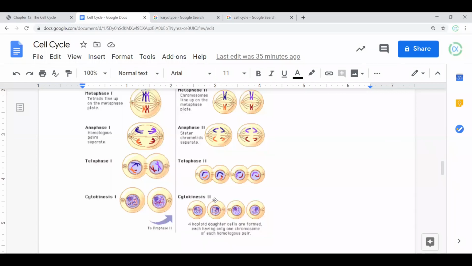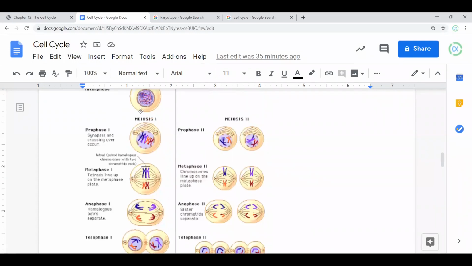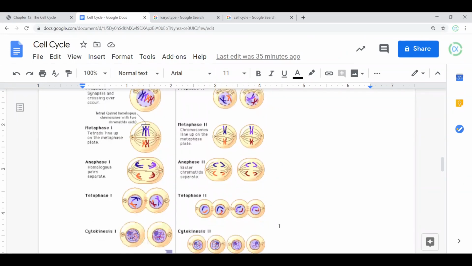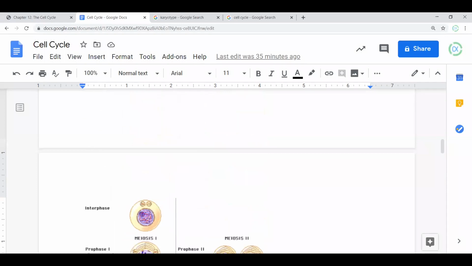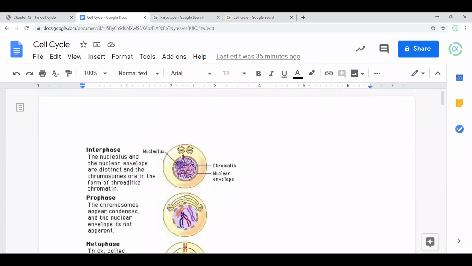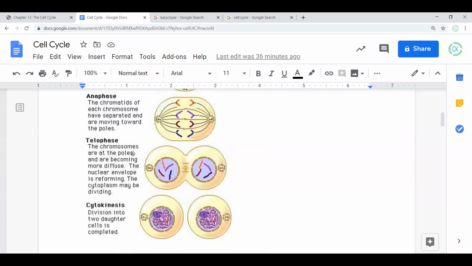So when meiosis is fully complete, you will start with 1 cell, and you're going to produce 4 cells that are haploid. You're going to start with a diploid cell, and you're going to end with haploid cells. In mitosis, however, you're going to start with a diploid cell and produce 2 diploid cells. That's the big difference between mitosis and meiosis.